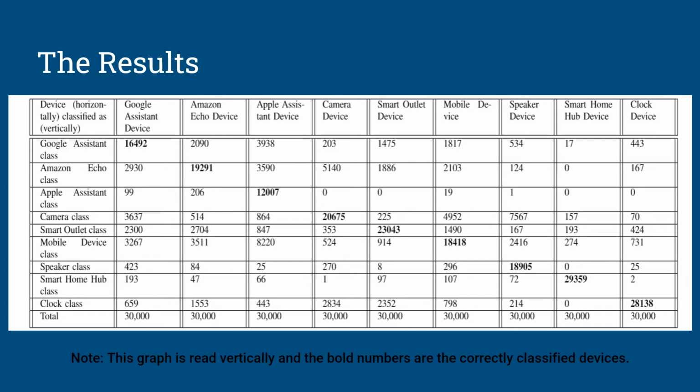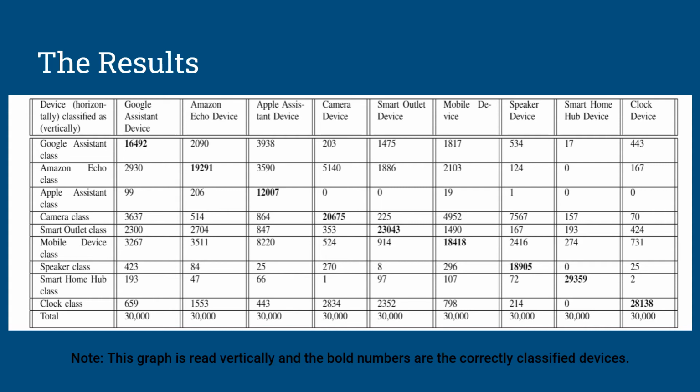Now let's talk about the results of our experiment. Note that this graph is read vertically and the bold numbers are the correctly classified conversations per device type. You can see the Google Assistant classified about 16,492 conversations correctly, where it misclassified about 14,000 conversations. The best accuracy you can see is the Smart Home Hub device.